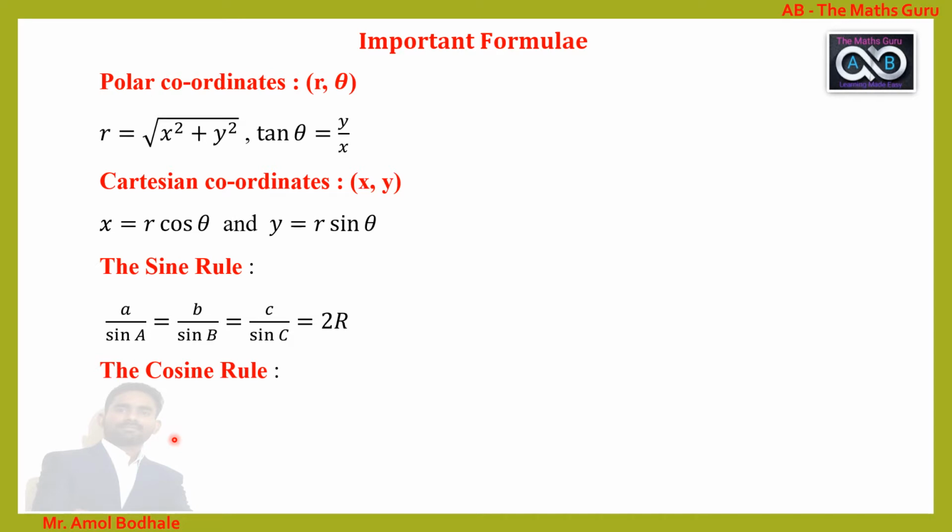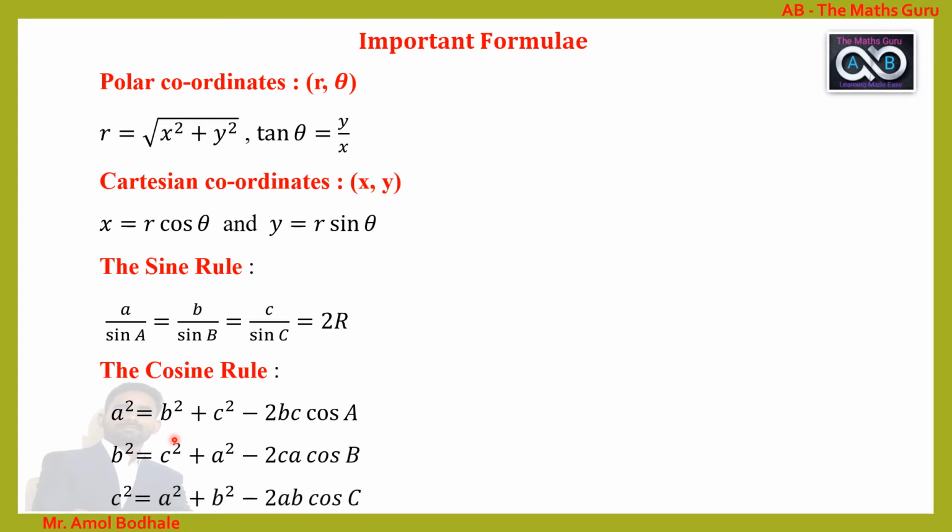Now the cosine rule. a square equal to b square plus c square minus 2bc cos A. Similarly, b square and c square. So we can remember this cosine rule. When we are considering small a square, then the sides other than a, that is b square and c square, we have to write here minus 2 times the same bc and cos of the angle A.